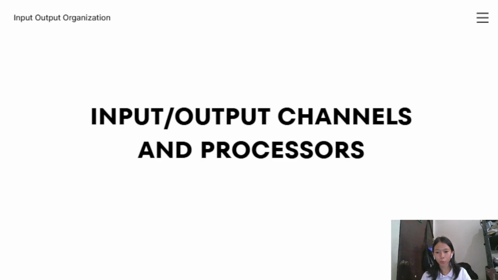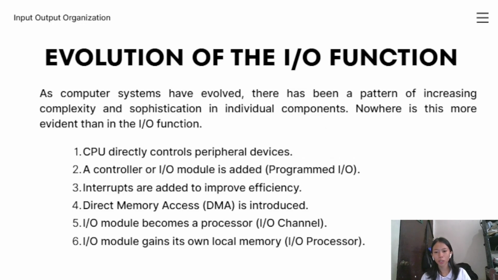Next is the input-output channels and processors. So the evolution of the input-output function. So as computer system evolved, the input-output function became more complex and independent. So the CPU is no longer the only component managing input-output operations. So the special modules and processors handle this task efficiently. So the 6 evolution steps of how the input-output function has improved over time.